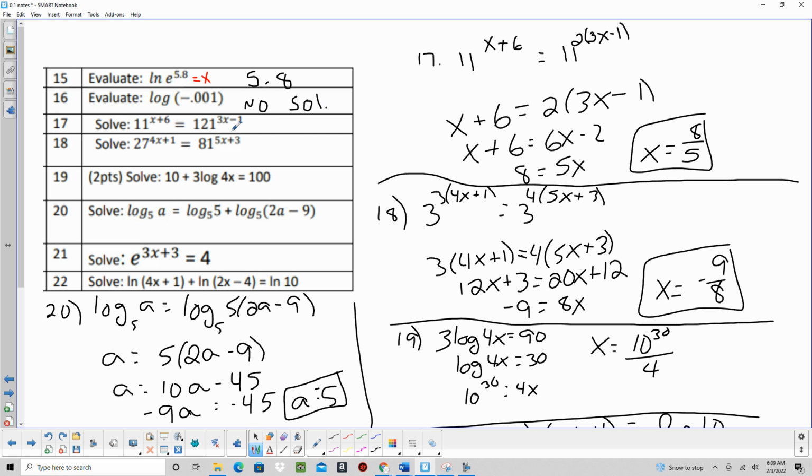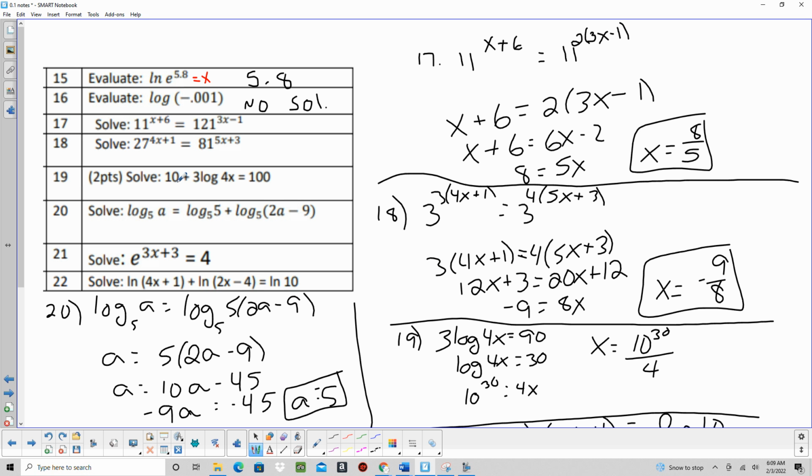Number 17, I rewrote 121 as 11 squared. Then I set the exponents equal to each other and got 8 over 5. Number 18, I wrote 27 as 3 to the 3rd. Rewrote 81 as 3 to the 4th. Set exponents equal to each other, got negative 9 over 8.